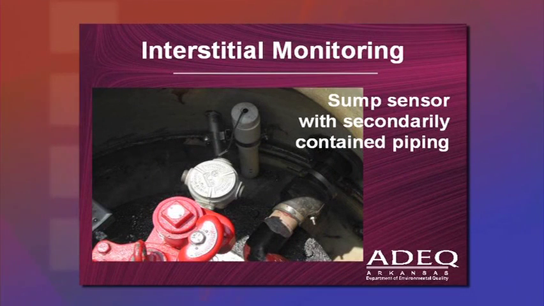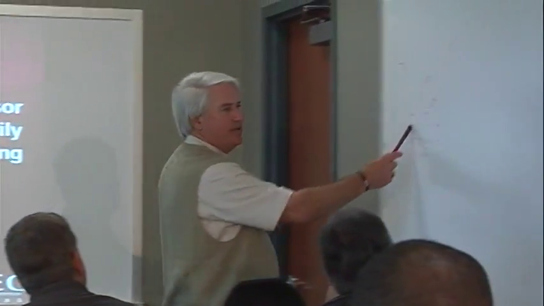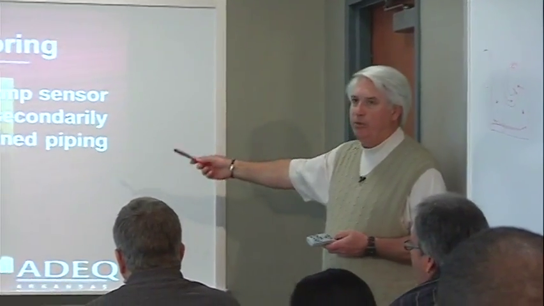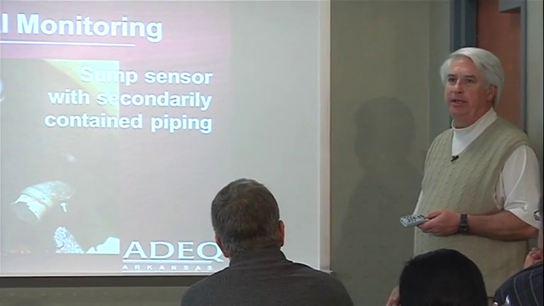And here's what we were talking about earlier: the sump sensor, with secondarily contained piping, where does it need to be located? And here is that sump sensor that you're going to see right here. So we have secondarily contained pipe that you can see just barely here, and that pipe is sloped back into this sump, so it's working just like what we're seeing here with this excavation liner. And so they're going to ask you, where does that sump sensor need to be located?